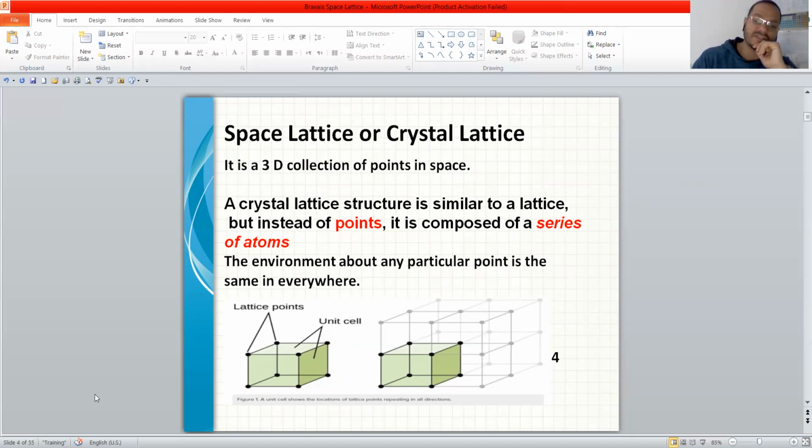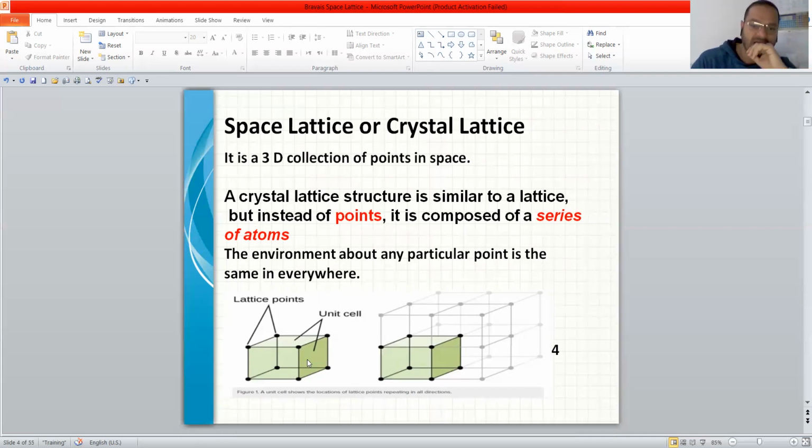This figure illustrates two important things. First, the lattice points. Here we have a lattice point in each corner. We have 8 corners in any cube. That means we have 8 lattice points, though not actually 8 whole points; I will explain that in the next slides. In each corner, we have part of a lattice point. And here we have the unit cell, one unit cell in each cube.